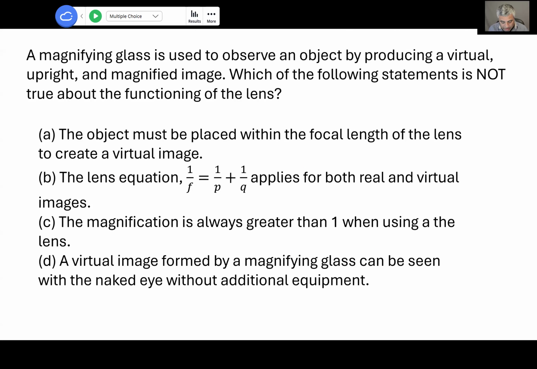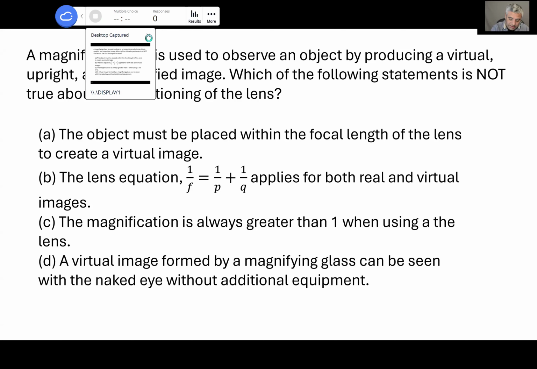Now, here is a question, and you have a minute and 30 seconds to answer this question.